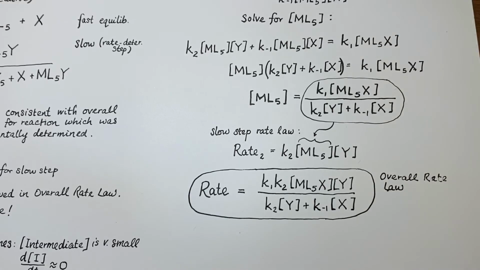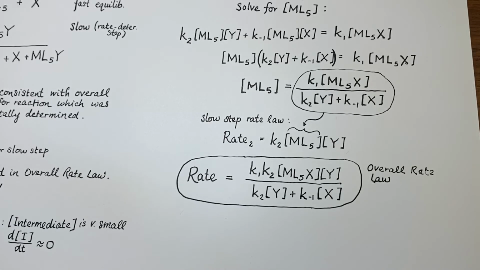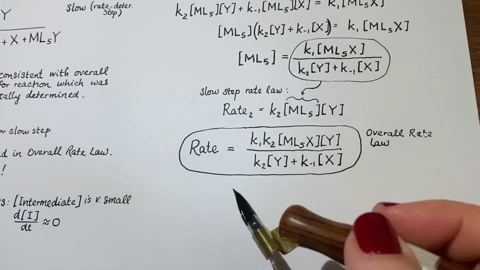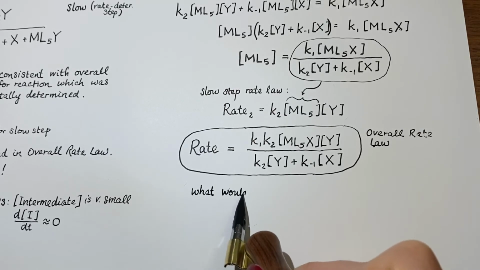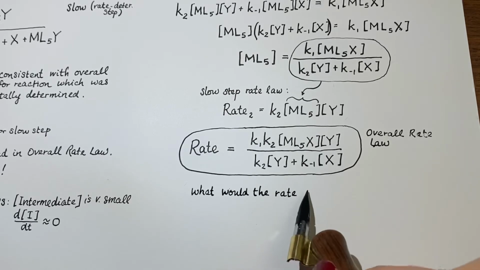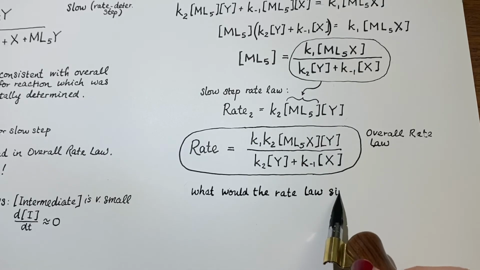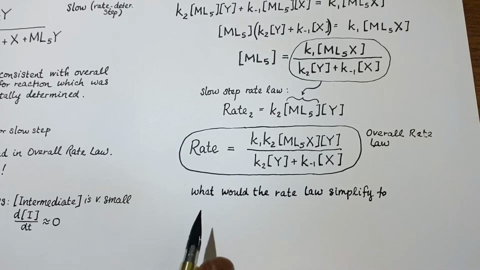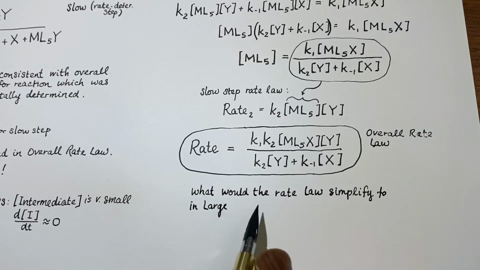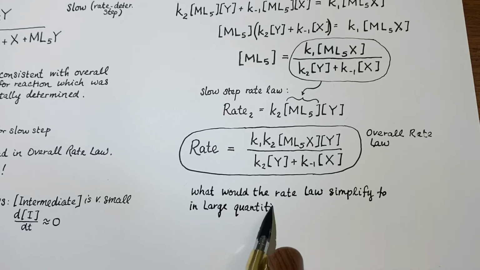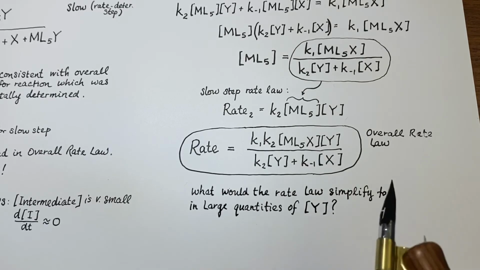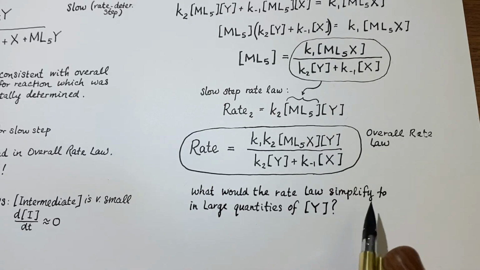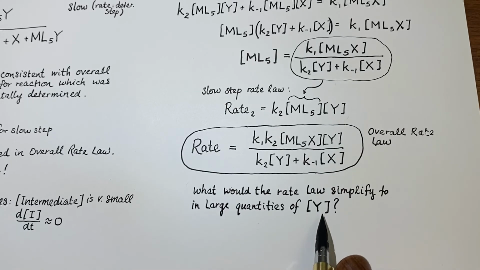Now, one last thing I wanted to mention is what would the rate law simplify to in large quantities of Y? So what if we put in, as the experimentalists, a whole bunch of incoming ligand so that there was an extremely large amount of Y compared to the other compounds that are there, like our starting compound.